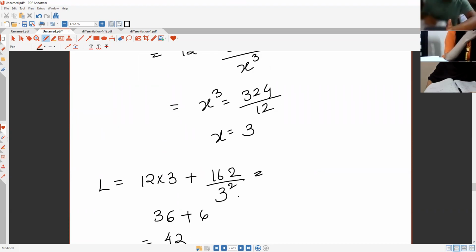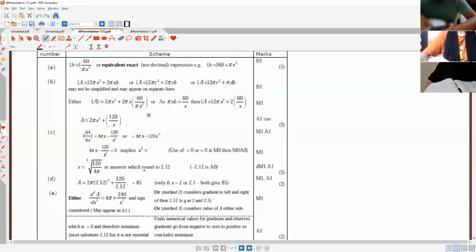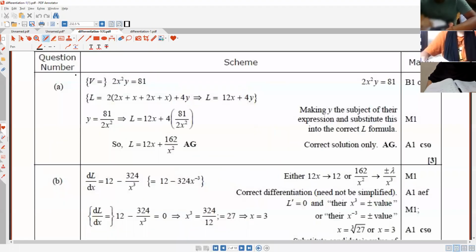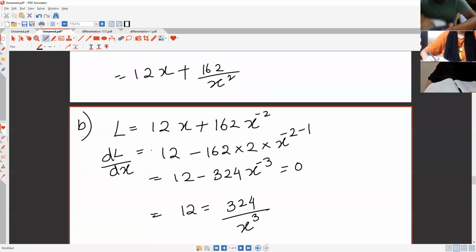Okay, so 162 divided by 3 squared, that is 18. Okay, so this is 18. 36 plus 18 is 54. Clear? So 54 centimeter cube or meter cube, I don't know, let me check the mark scheme. This is the next question, is it? Yeah, 54. Here what I want to emphasize more on, you guys understood, right?